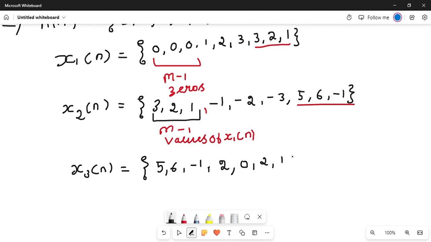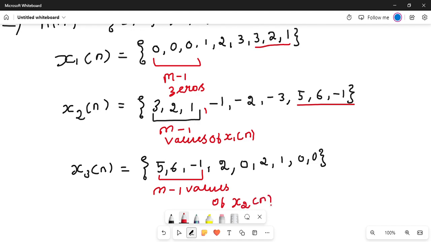I still don't have my resultant. Why I still don't have my resultant is because it is becoming how much? 0, 1, 2, 3, 4, 5, 6. I am having 7 values. I still need 2 more values extra. So that is why I am going to pad 2 zeros here extra, to get my resultant. Fine. So now I am having 9 values, and this is my m minus 1 values of x2 of n.